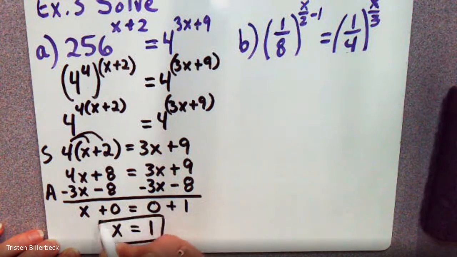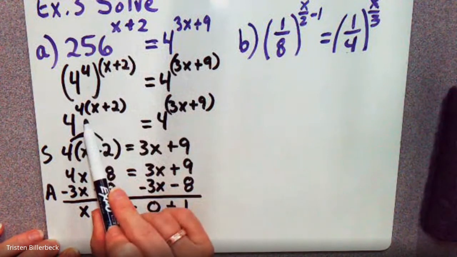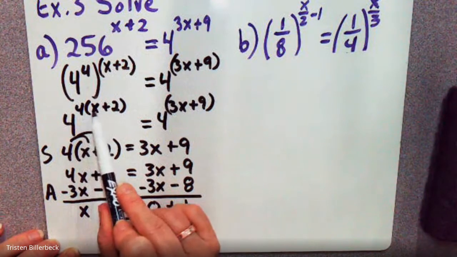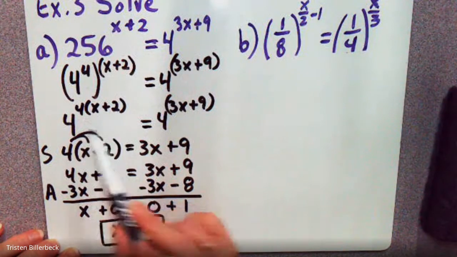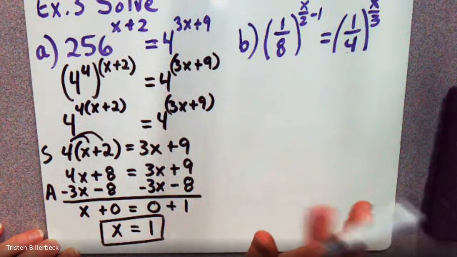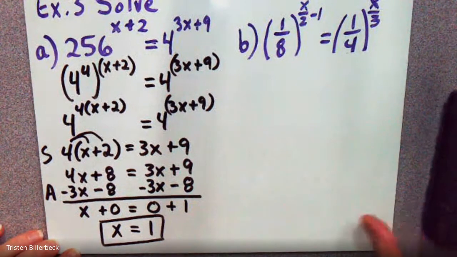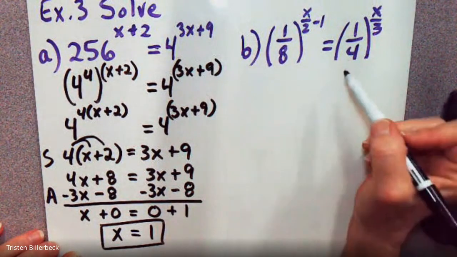And that's our answer. So we can put this back in here. Probably this one would be best. We can put 4 times 1 plus 2, which is 3, is 12. And 3 times 1 is 3, plus 9 is 12. So it works out perfectly. All right. So if you thought that was crazy, now let's do this.